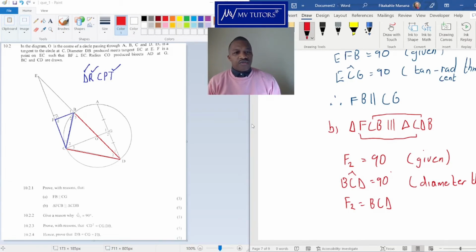Now we need to prove that the C in this triangle is equal to the D in that triangle. So let's see. C is over there, that's C1. So we can say C1 is equal to D2. Why? That's the tan chord theorem.